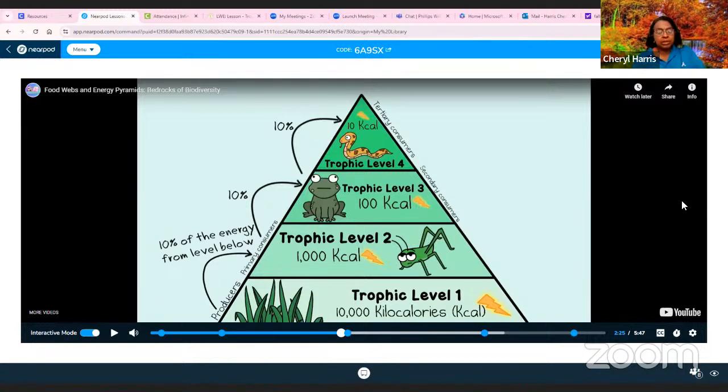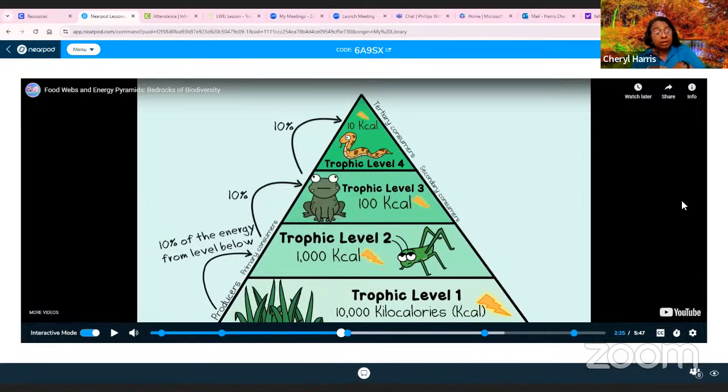So the grasshopper eats the grass, it gets 10% of that 100%. It's only going to get 10% of what was originally acquired, and that's important to remember. It's getting 10% of what was stored, 10% of what is stored in that organism.